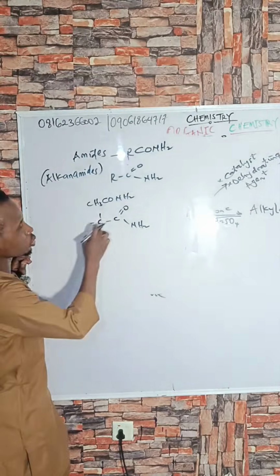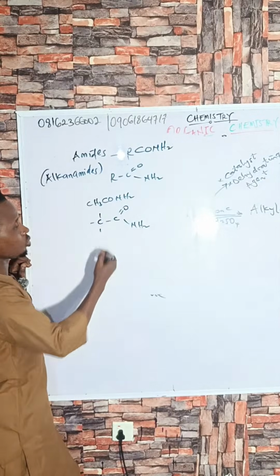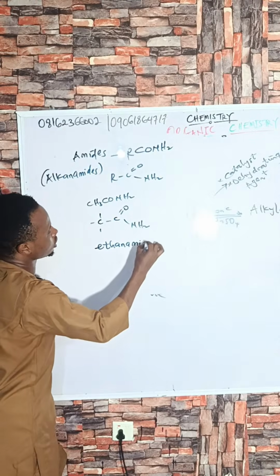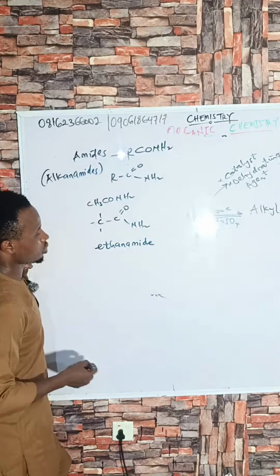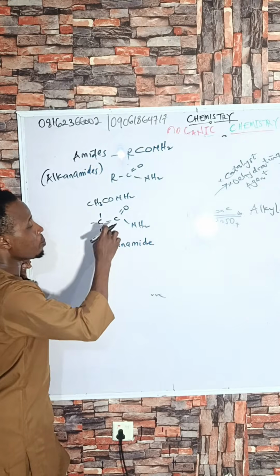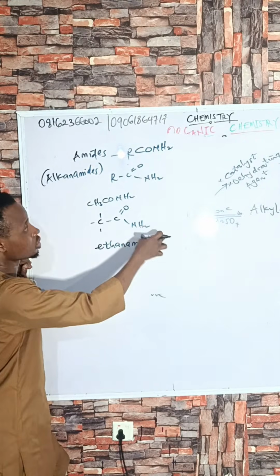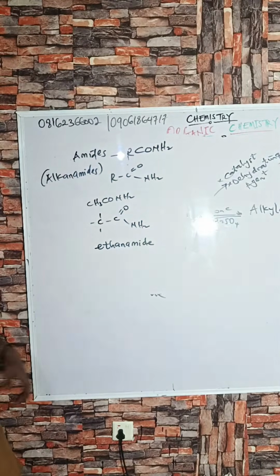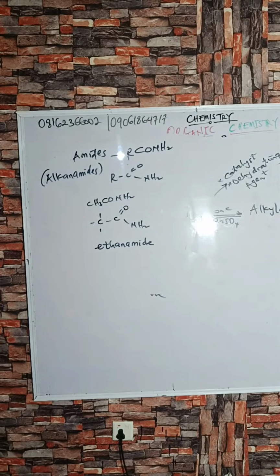So how many carbon atoms do we have here? 2 carbon atoms. So I'm going to call this ethanamide. Ethanamide. Do you get now? Okay, if it was 1 carbon atom, that would be methanamide. Do you get? So because we have two carbon atoms now, this is ethanamide. And I think with that, we are going to call it off for tonight.